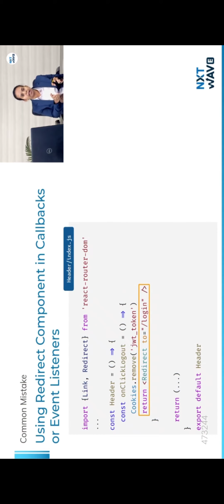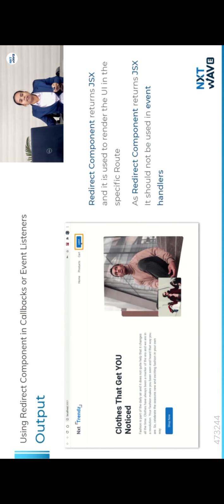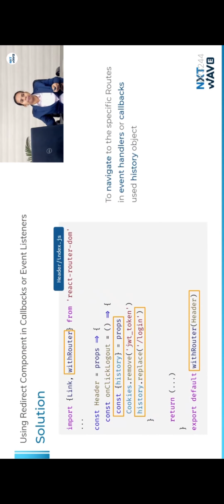So in case of event handlers, we shouldn't make use of the redirect component because redirect will return a JSX element. So basically here onClickLogout is returning JSX element that needs to be rendered. But actually onClickLogout is a function that needs to be called, right? It's not returning something. It shouldn't return something, right? So that's the issue here. Inside the event handler, we shouldn't use redirect component since it returns a JSX element. So what do we have to do? We have to make use of the history, right? As we previously understood about the history, we have to make use of history and write history.replace.